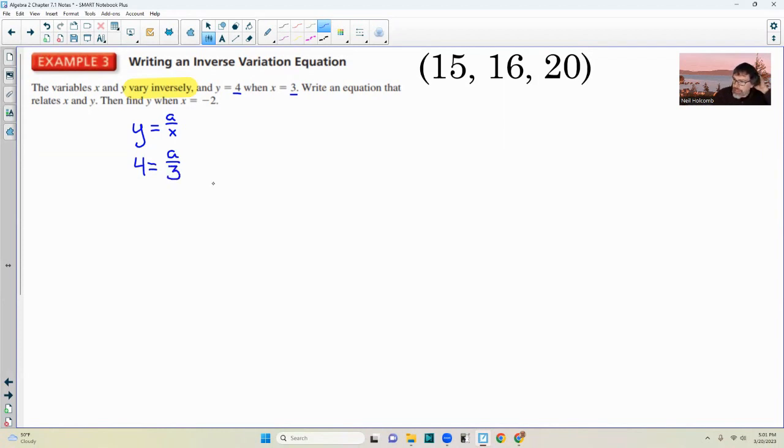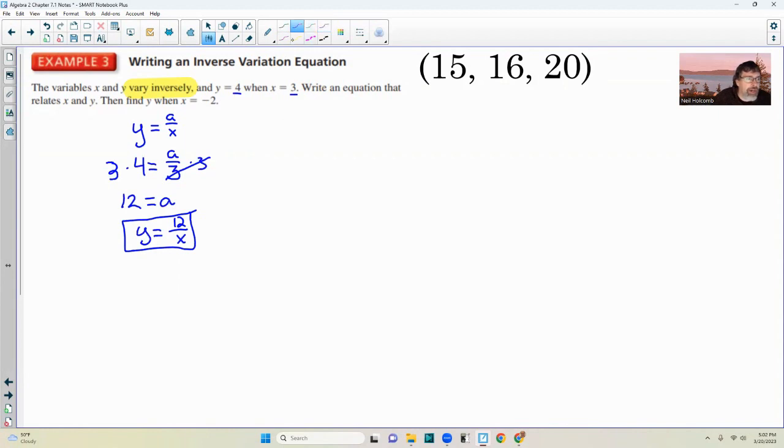Then we solve for a by multiplying by 3 on both sides. These 3's cancel, and 4 times 3 is 12. So 12 equals a. Now I have y equals 12 over x. So there is my inverse variation. The inverse variation equation is y equals 12 over x.